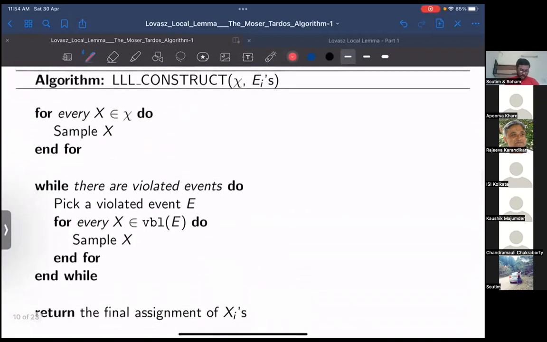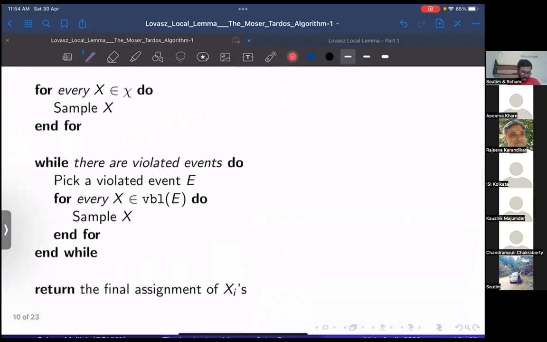So let's see, I have written it down here. For every x belonging to chi, which is just x1 to xn, we first sample using the distribution. And if there are violated events, meaning if Ei's are satisfied, we pick a violated event arbitrarily, and then we sample again such that Ei does not occur. We go on till there are no more violated events. And finally we return the assignment of the variables for which none of the Ei's occur.